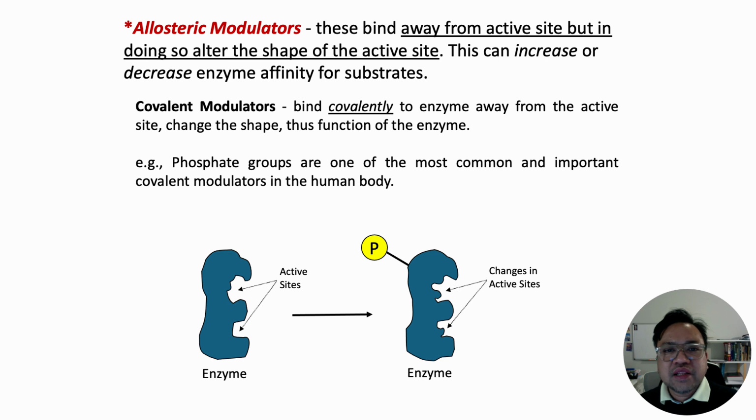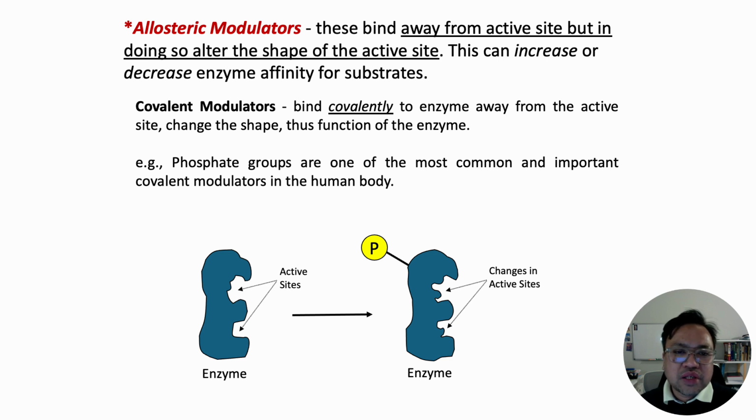On the left side, the enzyme has its normal active site available for substrate binding. On the right side, after a phosphate group P binds to the enzyme, the shape of the active site changes, which can impact how effectively the enzyme functions.